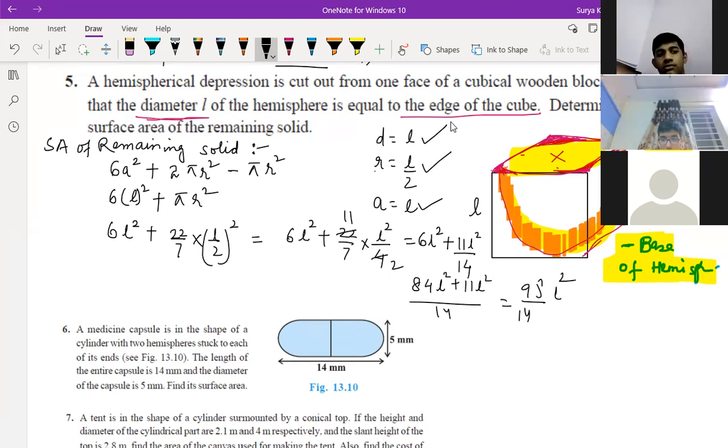Sir, what if we take pi as 3.14? What is the answer you are getting? Just check the textbook, what answer is given at the back. Okay, sir, just a minute. CSA of hemisphere.